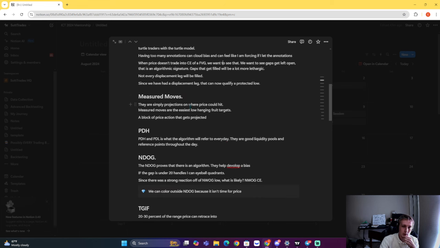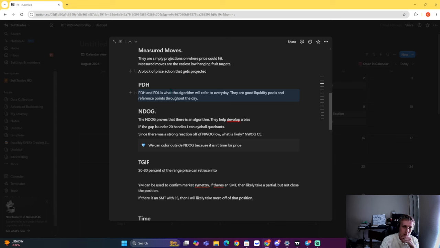Measured moves are simply projections on where price could hit. They're not end-all be-alls. We're just looking for PD arrays. But they are mathematically derived highs and lows, and they're the easiest low-hanging fruit targets. Applies price action that gets projected. Previous day high, I'm not really going to go over that too much because I don't really resonate with that, so I'm not going to focus on that.